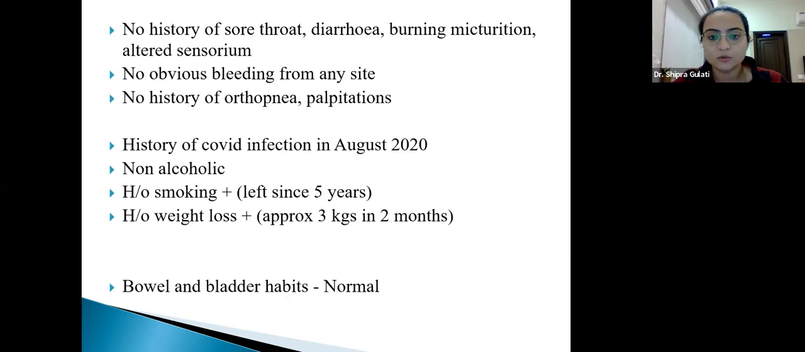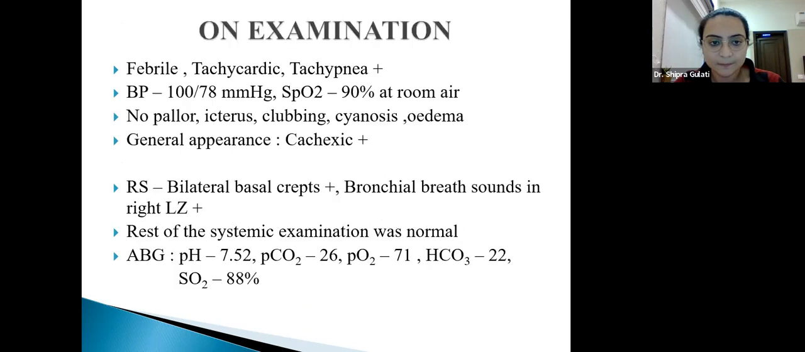There was no history of sore throat, diarrhea, burning micturition, altered sensorium, no obvious bleeding from any site, no history of orthopnea or palpitations. He gave history of COVID infection in the month of August 2020. He was a non-alcoholic. He had past history of smoking but had left since 5 years. He also gave history of weight loss of approximately 3 kgs in the past 2 months. Bladder and bowel habits were normal.